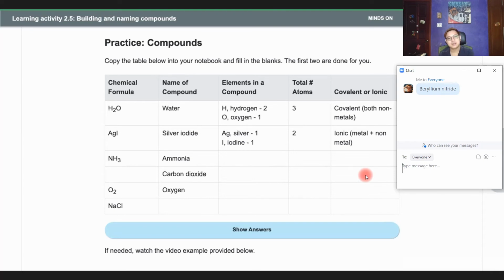Okay, so basically, what is NH3? Covalent or ionic? It's not ionic, because this is not a metal and non-metal combination. So it can only be covalent. Yeah, there you go. That's your answer. Covalent.